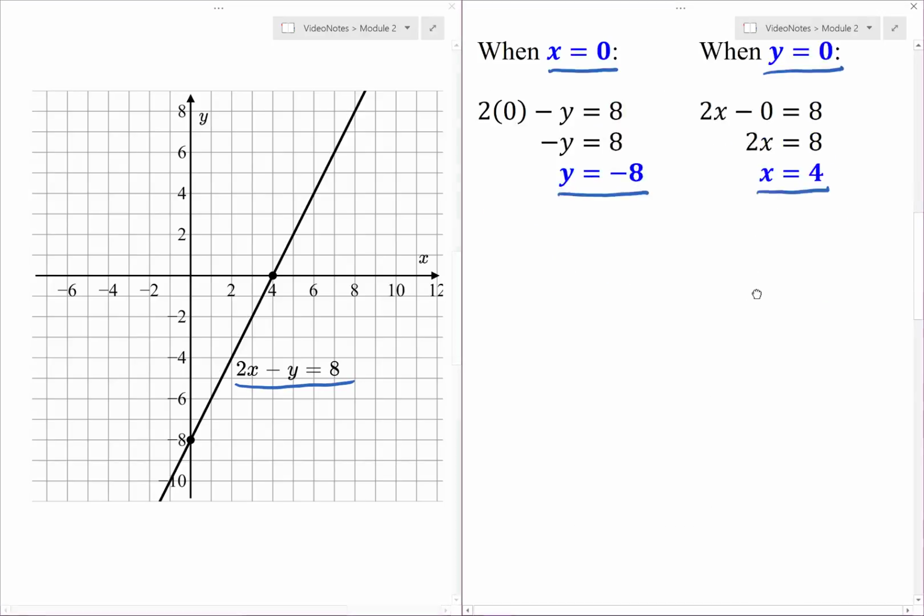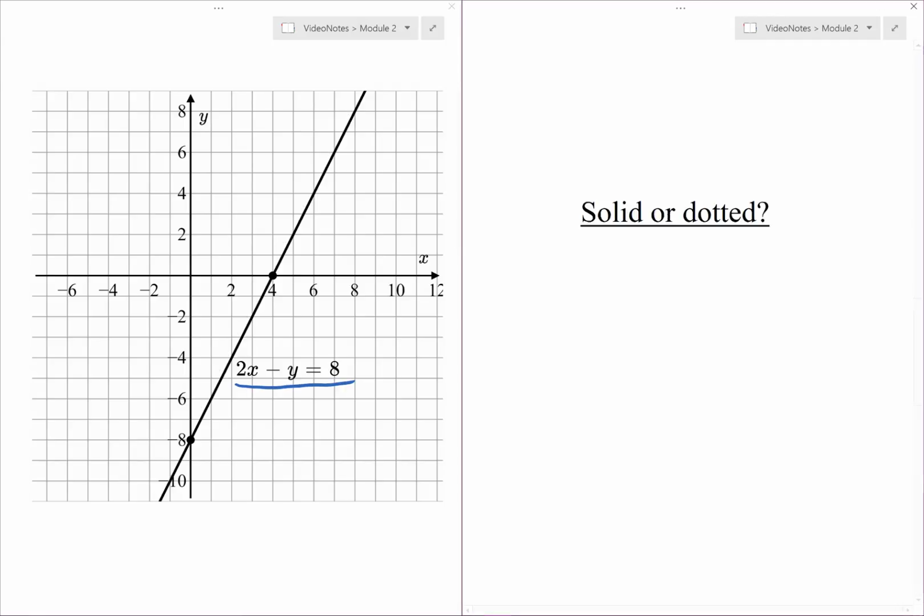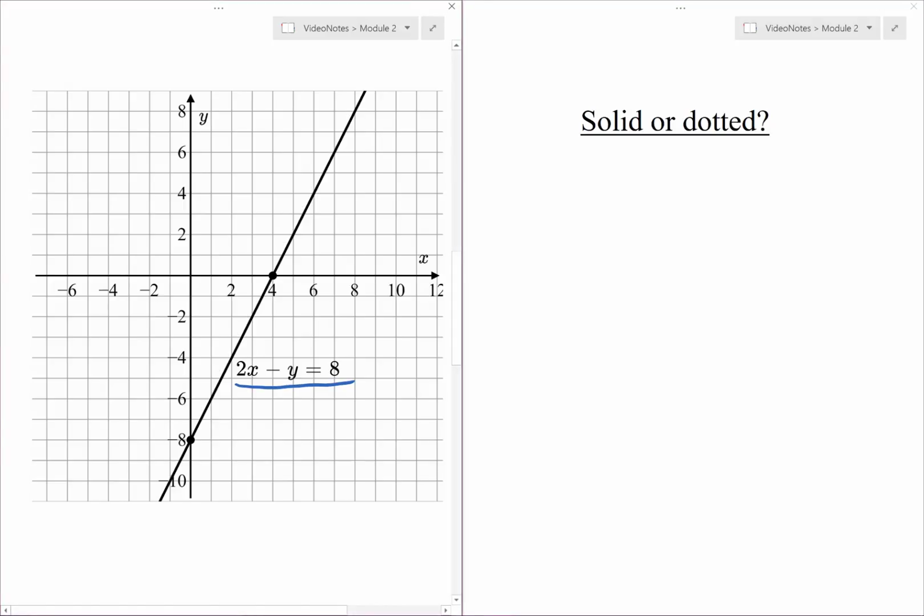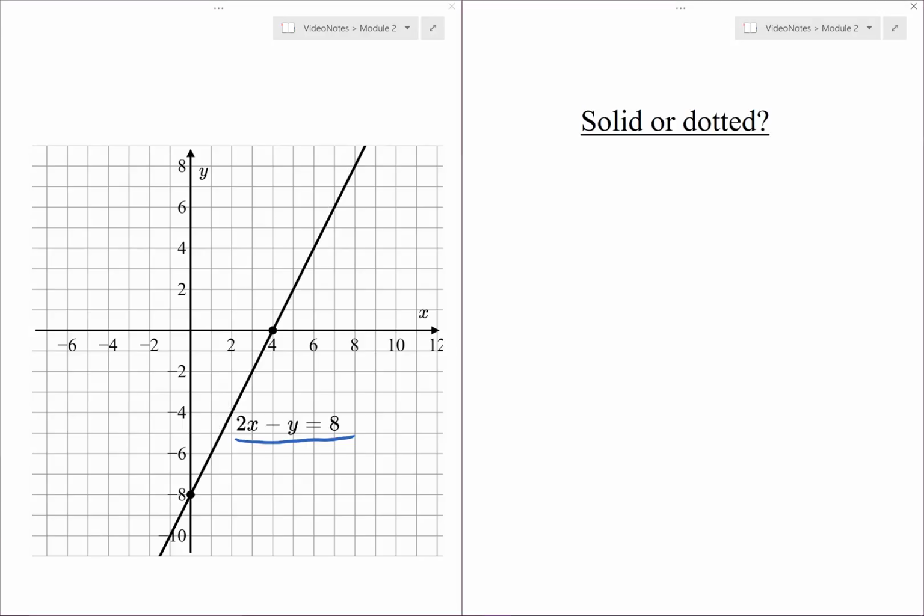Now we should stop and ask ourselves whether we should draw this line solid or dotted. We would draw this line solid if we wanted to include all of the points on this line, which would mean that we would include all points (x, y) that make 2x minus y equal to 8. Now this would work if we were looking at the inequality 2x minus y is less than or equal to 8, but we want to look at just the inequality 2x minus y is strictly less than 8.